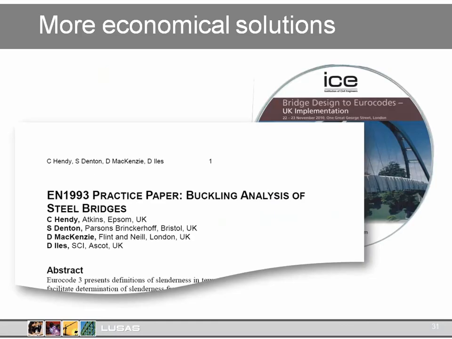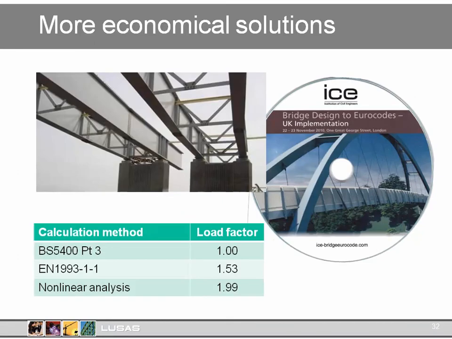In a paper presented at the UK Institution of Civil Engineers in November 2010, engineers concluded that for the girders studied, nonlinear analysis indicated a significantly higher capacity than that determined from codes of practice. Taking the outgoing British standard as a benchmark, an increase of 53% was achieved by using the newly implemented Eurocode, and the predicted capacity was almost doubled by the use of nonlinear analysis.